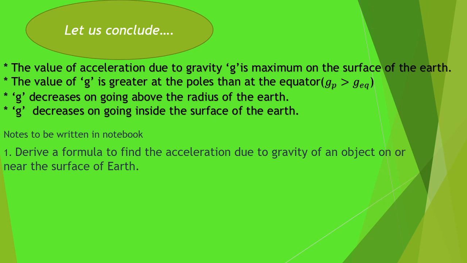So children, all these things you have to note and remember. No need of going through all the equations that we discussed. You will study in detail with the derivations in your higher classes. So the notes that are to be written in the notebook: derive a formula to find the acceleration due to gravity of an object on or near the surface of the earth. That derivation is there in the third slide. You have to copy it very neatly in the front side of your notebook.